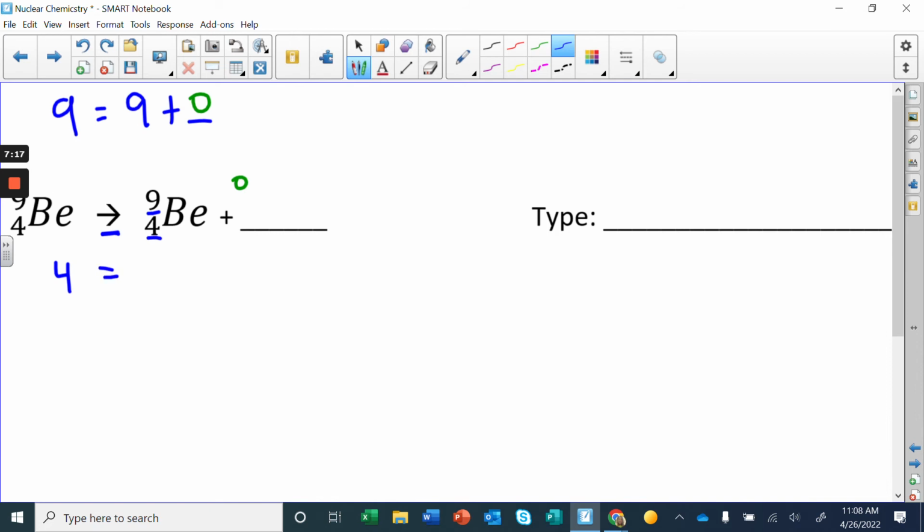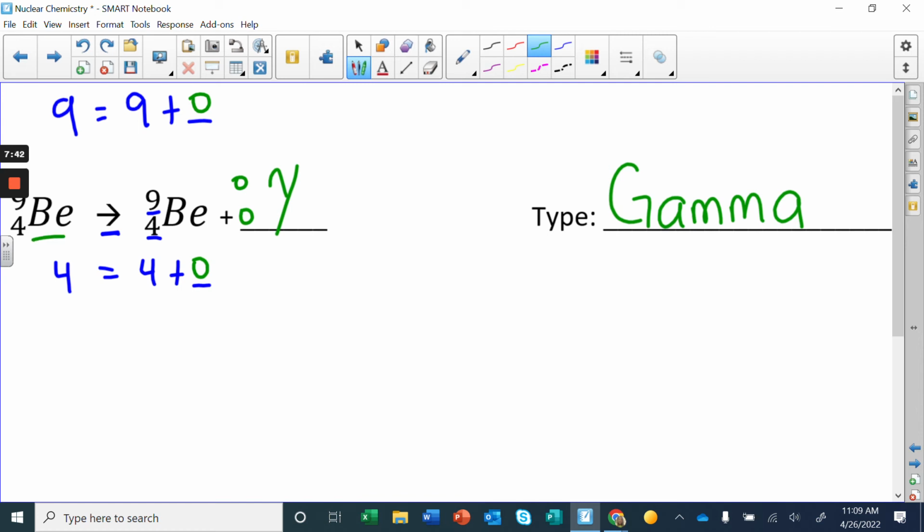Again, equals 4 plus blank. 4 plus what gives us 4? It is 0. So this is an indication. We have a 0 on top, a 0 on bottom. So this should be a gamma decay. So remember, if what you have on the left-hand side to start with is the same symbol as the one on the right-hand side of the arrow, then it's always going to be gamma radiation.